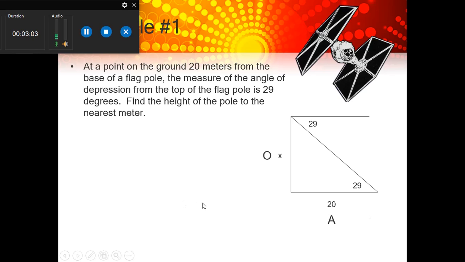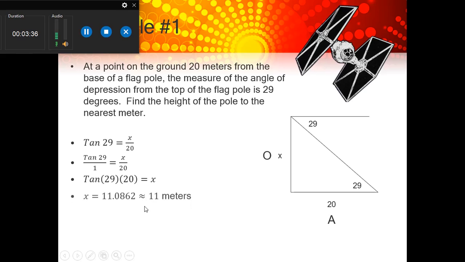Opposite and adjacent tells me it's the tangent ratio. So we'll do tangent of 29 equals opposite over adjacent. We can make this a proportion so that we can cross multiply. When you set this up, it'll be tangent of 29, close your parenthesis, and then times 20 or put 20 in parentheses. When you enter this into the calculator, it's important that you put the parentheses in there as well, or you will get some kind of wonky answer. We're going to round it to the nearest meter, so that flagpole is about 11 meters tall.